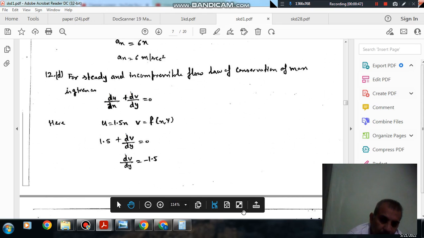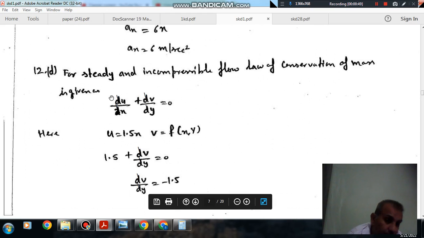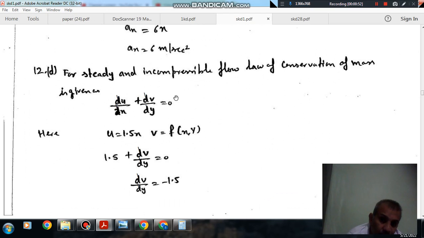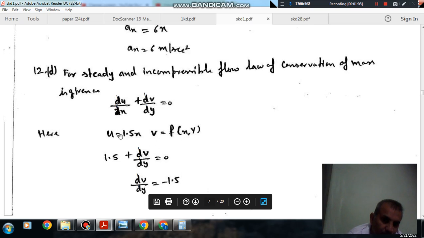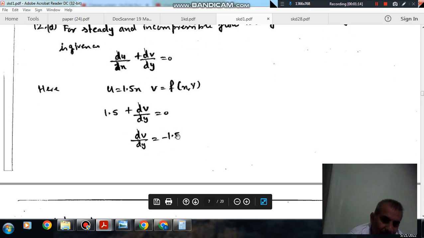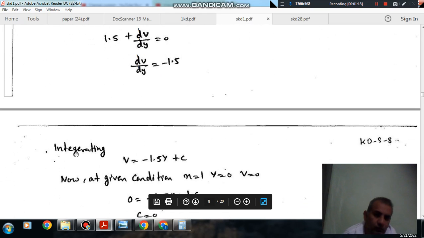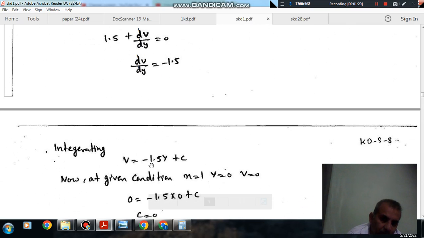So here, for steady and incompressible flow, the continuity equation for two-dimensional flow is ∂u/∂x plus ∂v/∂y equals 0. Here u is given as 1.5x, and u is a function of x and y. So ∂u/∂x is 1.5 and ∂v/∂y is 0 on the other side, so ∂v/∂y comes out as minus 1.5. Integrating it will give v is minus 1.5y plus c.